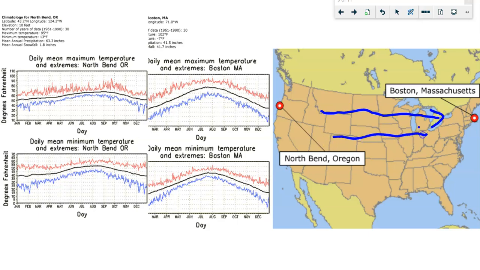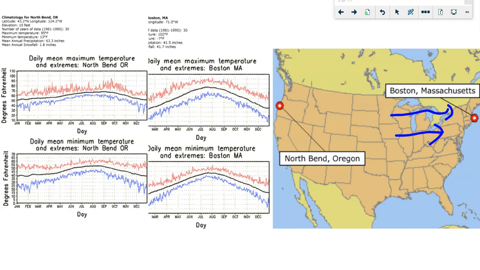Well, again, you've got colder, drier air that's moving across the continental United States, and that's where the air for Massachusetts is coming from. So you have two main features here. The prevailing winds are pushing moist air towards North Bend, and that mountain range is causing a high amount of precipitation because of the rain shadow. Whereas Boston is getting drier air coming from the continental air masses.